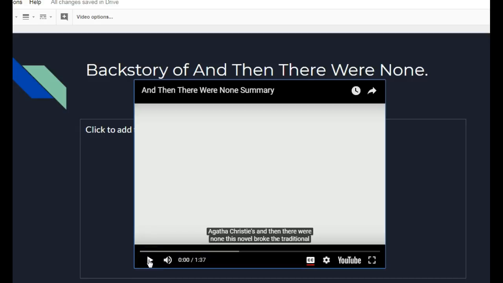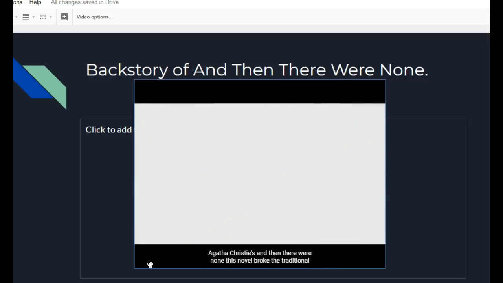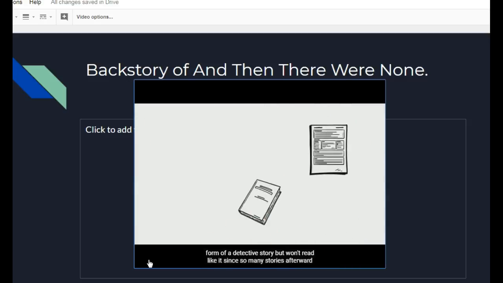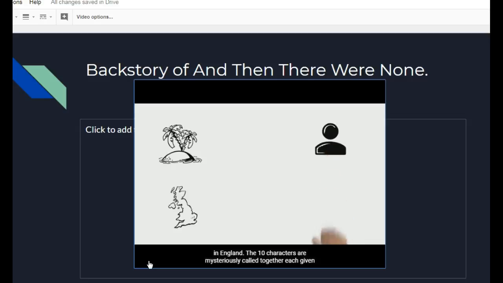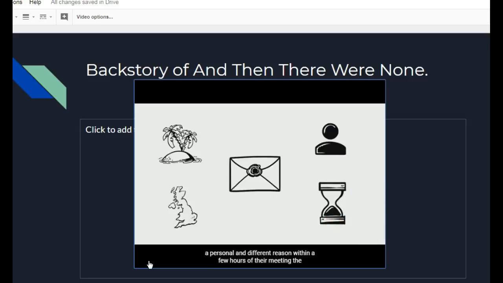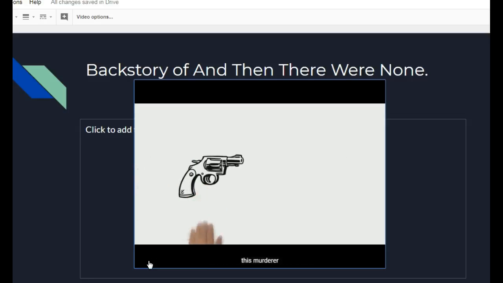Here is one summary of the book. Agatha Christie's And Then There Were None. This novel broke the traditional form of a detective story, but won't read like it since so many stories afterward used Christie's model. And Then There Were None is set on an isolated island in England. The 10 characters are mysteriously called together, each given a personal and different reason. Within a few hours of their meeting, the characters begin to get murdered until there are none left alive. But who is this murderer?